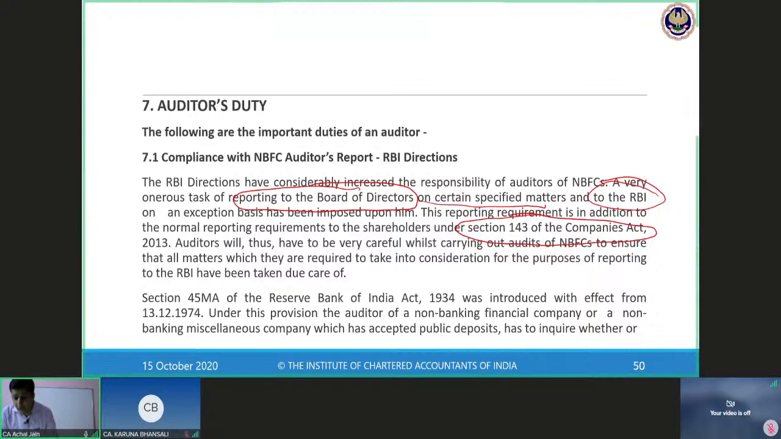Therefore, the auditor will have to be very careful. In case of NBFCs, banks, and insurance companies, the auditor needs to be extremely careful because these are all public interest entities. Any of these transactions or events which may lead to a fraud will have to be carefully analyzed by the auditor. So the auditor has to be extra careful whenever auditing any of these types of entities.